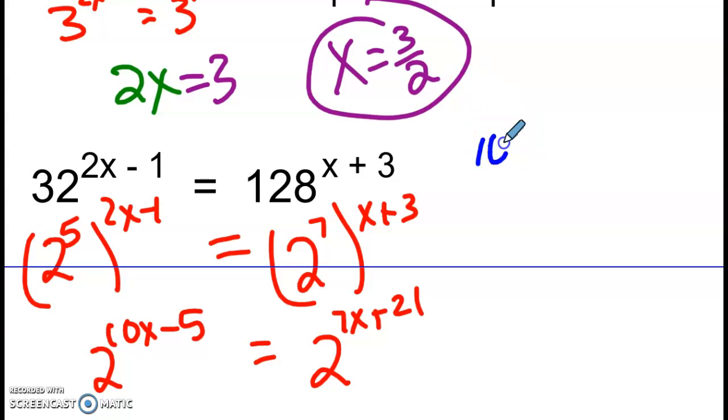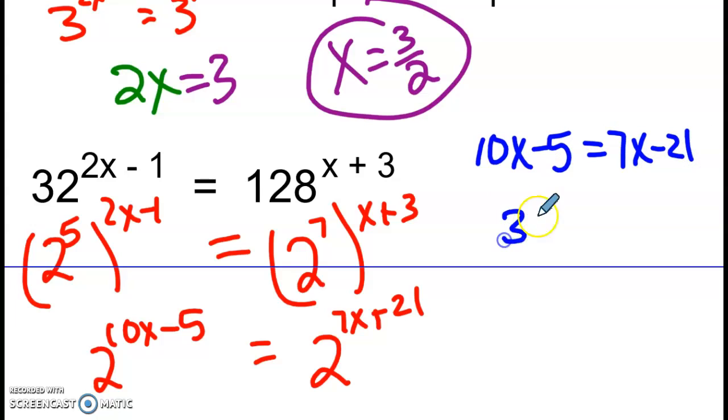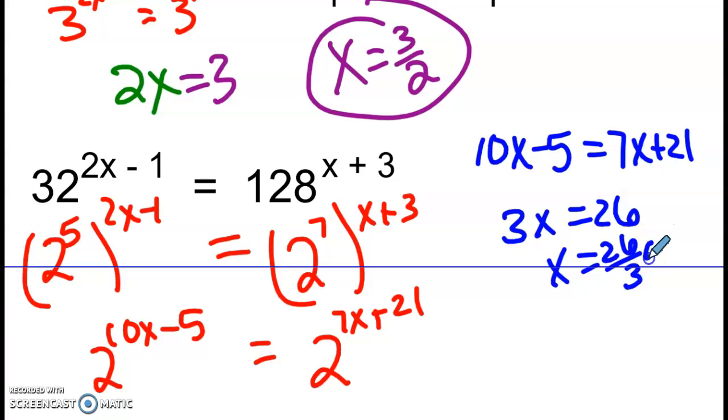So I'm going to say, when does 10x minus 5 equal 7x minus 21? Well, I'll subtract 7x. I'll add 5 to the other side. No, that's not minus, that's plus. So 3x equals what, 26? So it looks like my answer is 26 thirds, or you could write it as 8 2/3, however you want. Okay, that's the answer. That's solving exponential equations.